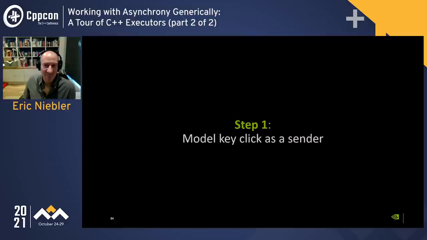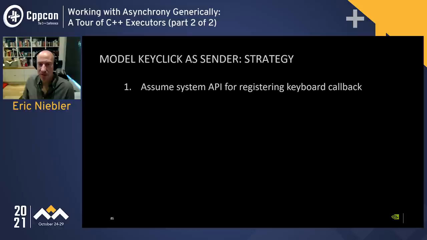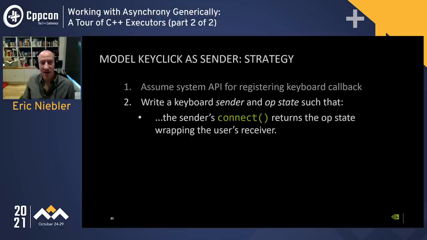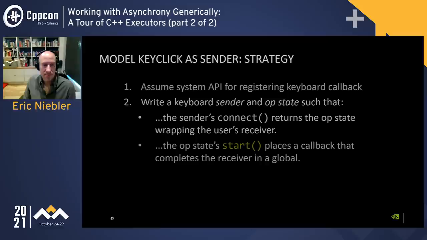Let's assume that there's some system API for registering a keyboard callback. Most systems have an API like this. And I'm going to write a keyboard sender in an op state such that the sender's connect returns the op state, wrapping the user's receiver. And the op state's start places a callback that completes the receiver in a global.